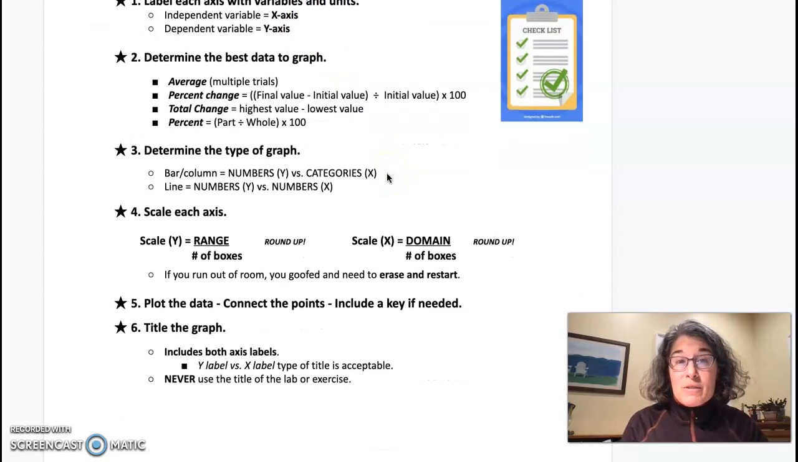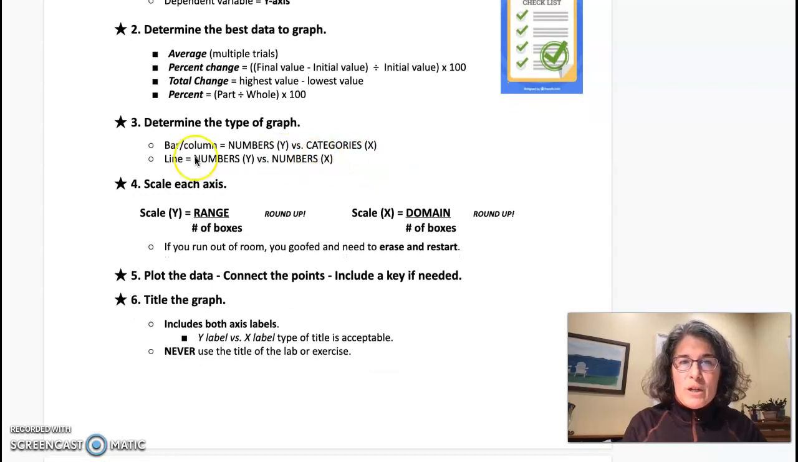The best type of data to graph, in this case, you're going to be graphing all of the data in the data table. You're going to need to determine the type of graph. In this case, we're going to be working with a line graph because you're doing numbers on the x-axis and numbers on the y-axis. And then just as you did for your timeline, your scale timeline, you're going to need to come up with a good, consistent scale for each of your axes.